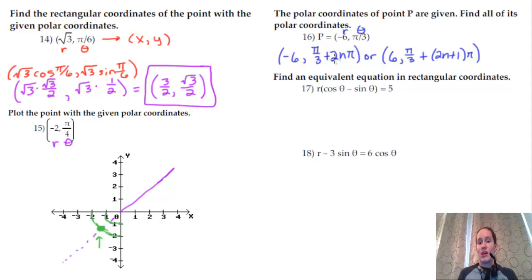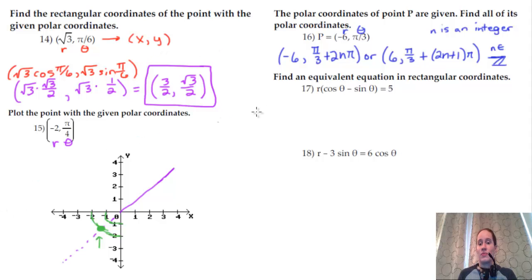So if they ask us to find all of the polar coordinates, this is what we're supposed to put, and we're saying that n has to be an integer, so you can use the n is an element of the integers, that fancy notation, or you can just say, if you want to, n is an integer, if you want to spell it out. Either way.